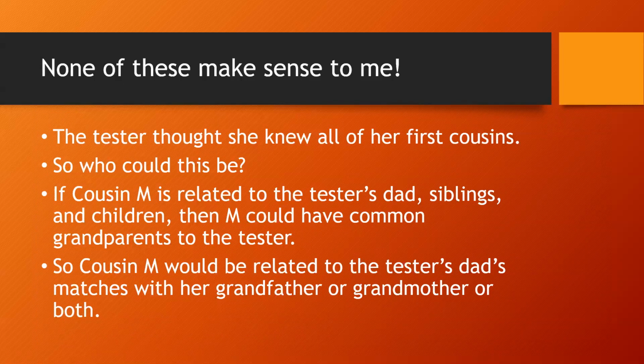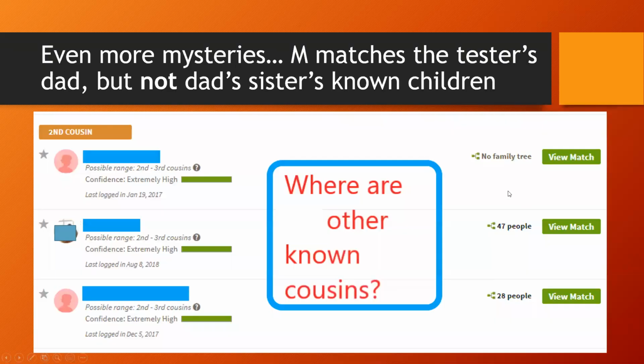If cousin M is related to tester's dad, then she would likely be a descendant of dad's mother or dad's father or both. So again, that drawing of the family tree is going to be so helpful in looking at how did cousin M possibly end up being a first cousin to the tester. So there's even more mysteries that happen because cousin M matches the tester's dad, but cousin M does not match dad's sister's known children.